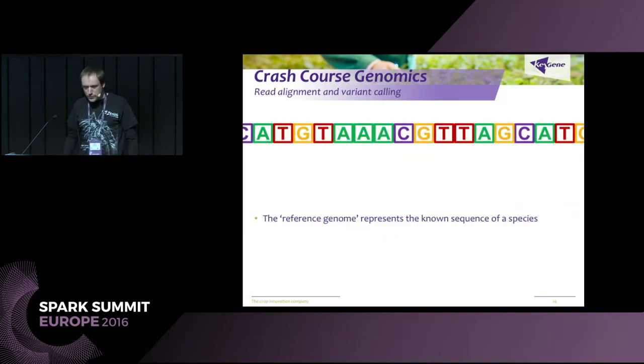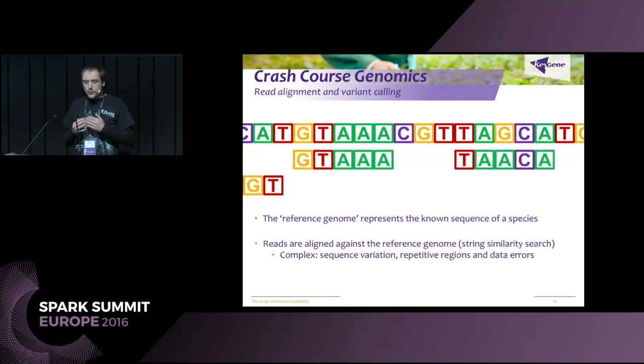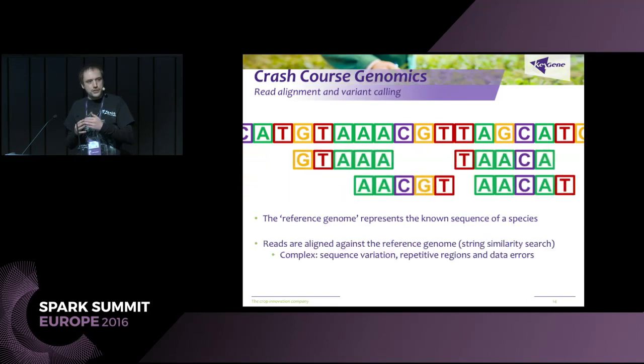So what we generally want to do is use these data to find the differences between the individuals. One of the ways we do this is we generate these very small pieces of sequence, and we then, in a process that we call alignment, try to identify the location of these small pieces on the genome. So we know what the genome should look like. We have our very small pieces, and in a string similarity search kind of way, we try to find where these pieces should end up.